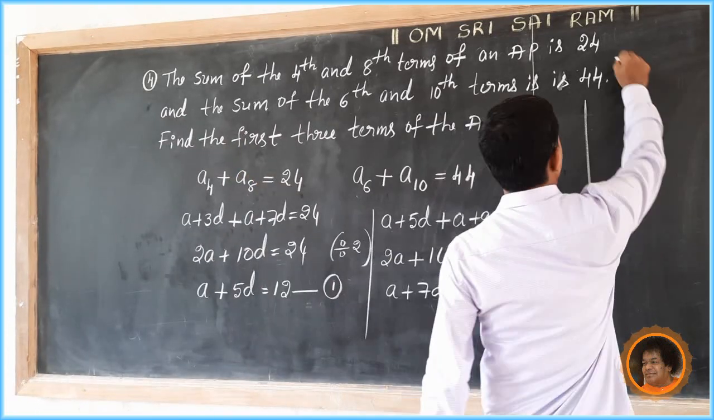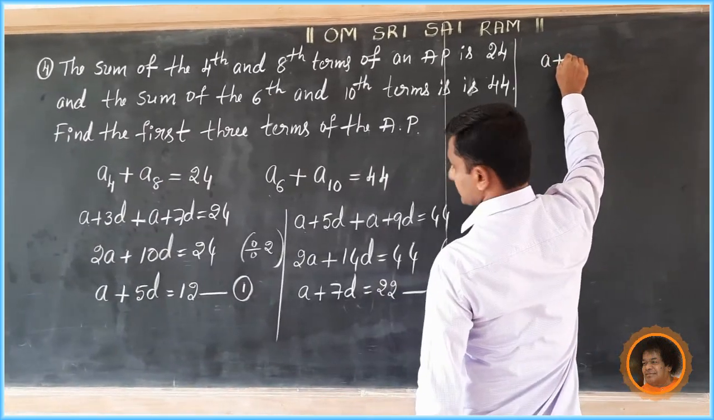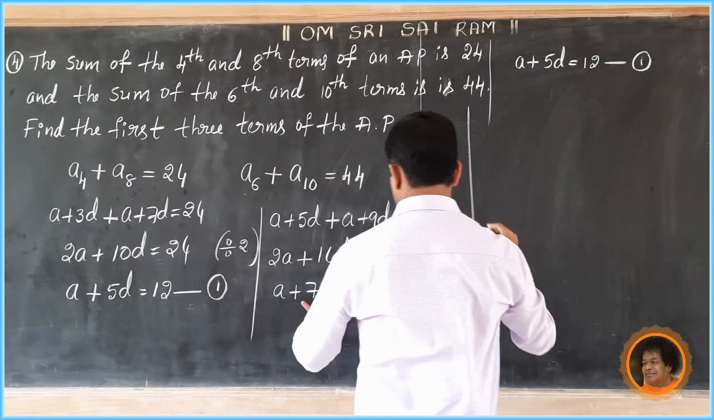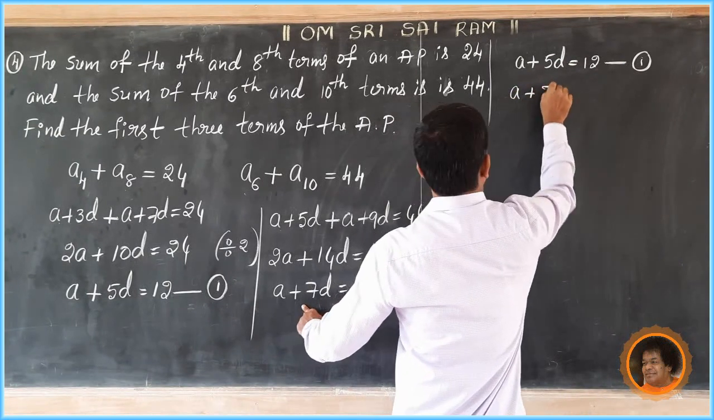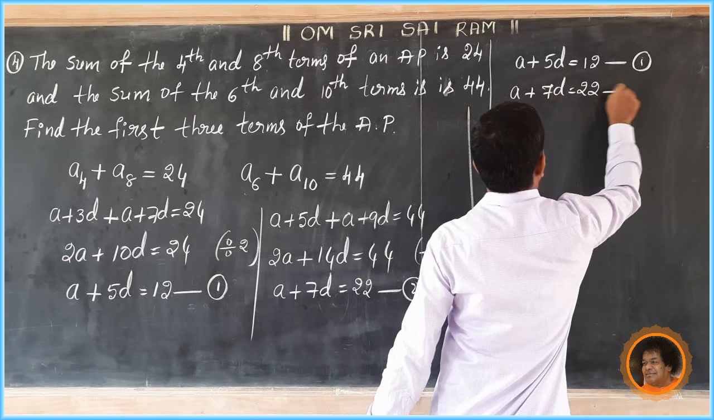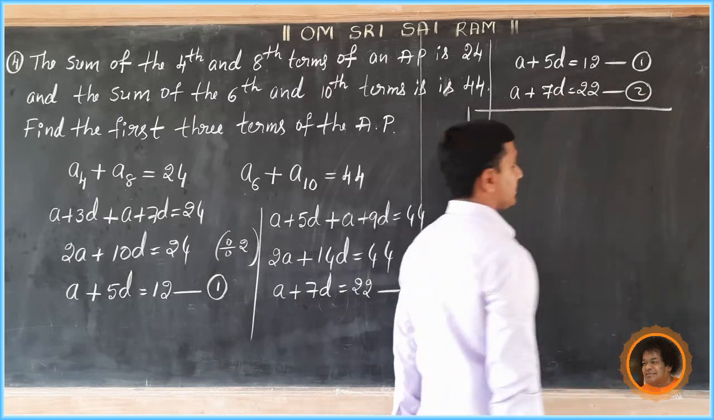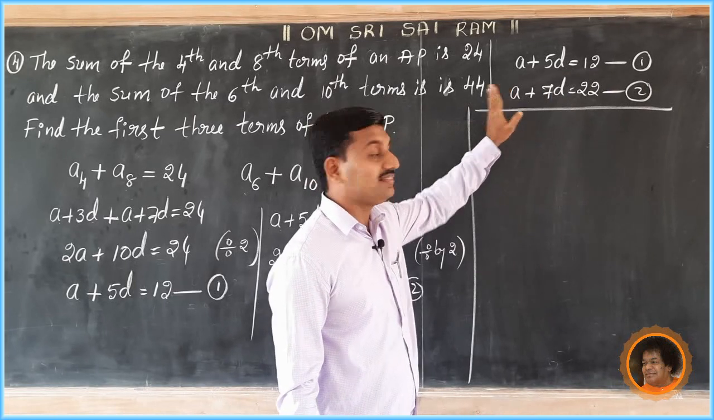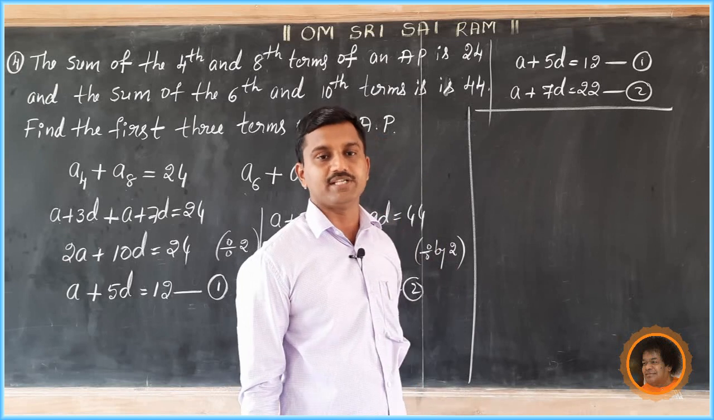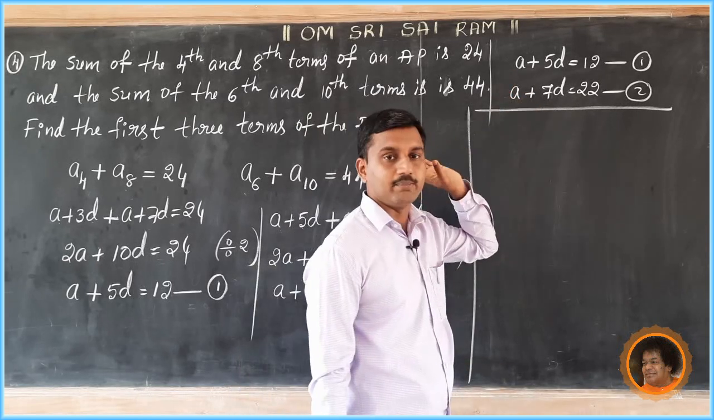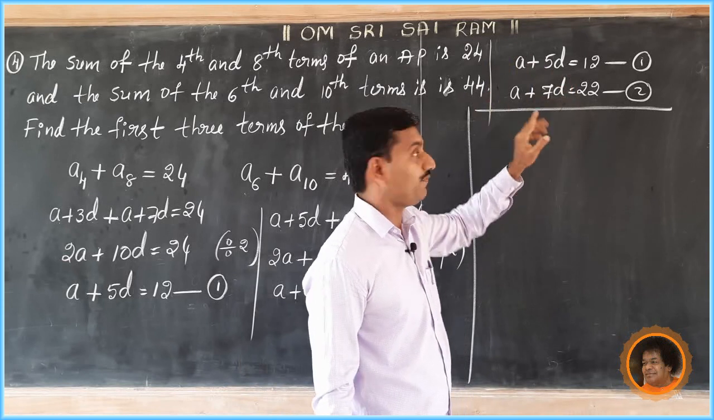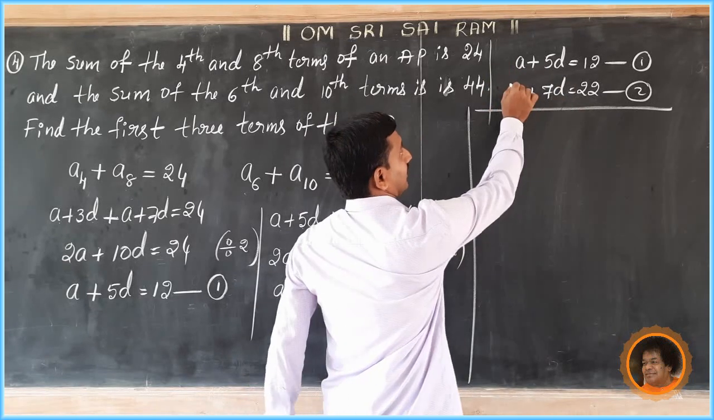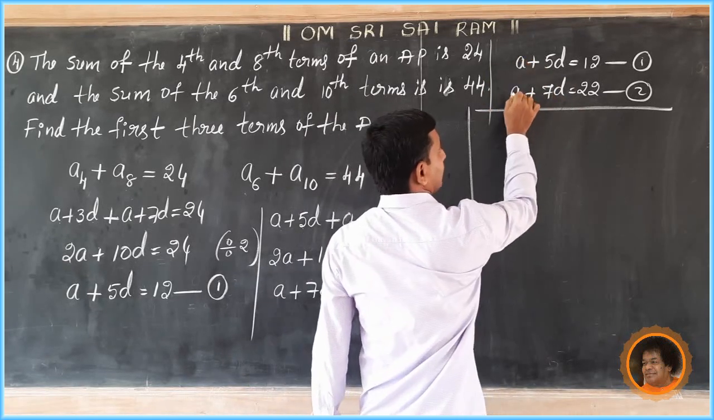So equation 1, A plus 5D equal to 12. And next equation 2, A plus 7D equal to 22. Now solve these two equations, a pair of linear equations, by the method known as the elimination method. So eliminate any one of the variables, either A or D. Look at the coefficients: here the coefficient is 1, here also 1. So A, here also A.